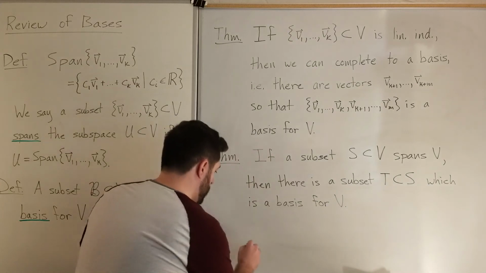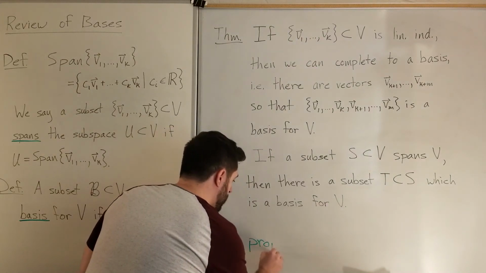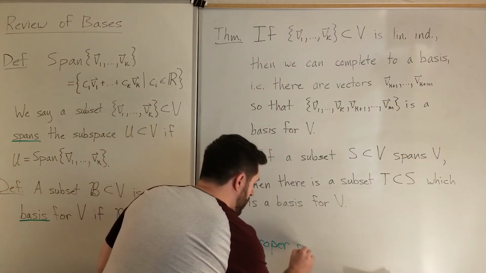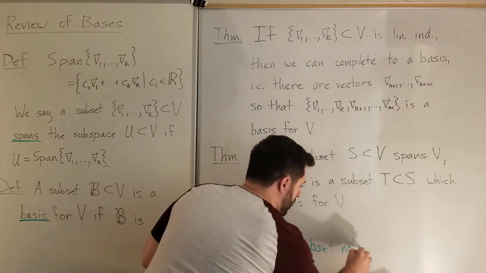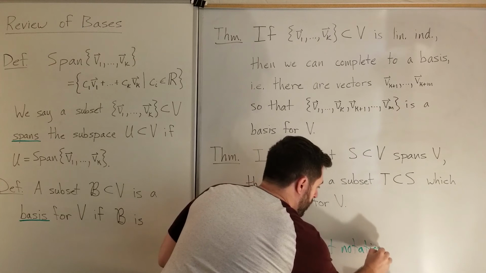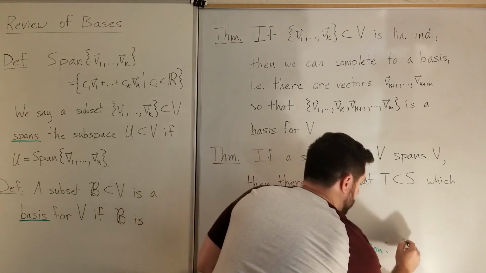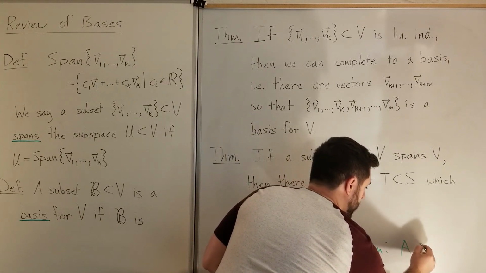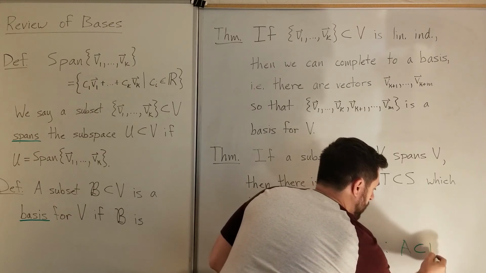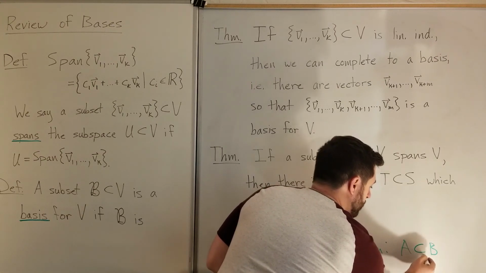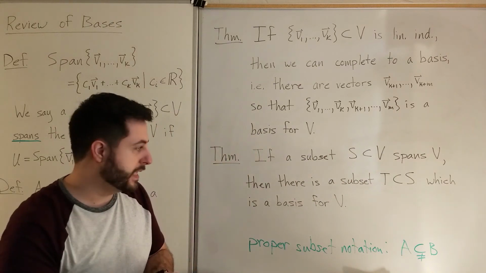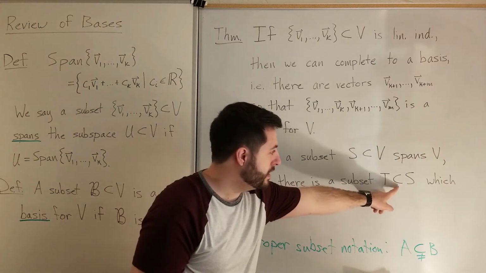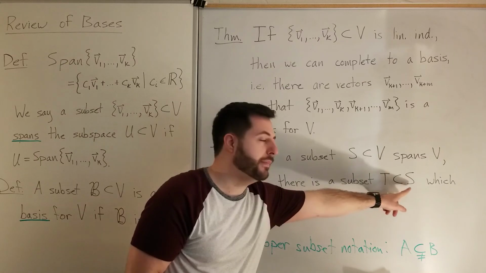So my proper subset notation looks like this. If I want to say that A is a subset of B, but is not equal to B, I will actually put a not equal to sign below the subset sign. Okay? So this right here does not exclude T from being equal to S. That's perfectly possible.